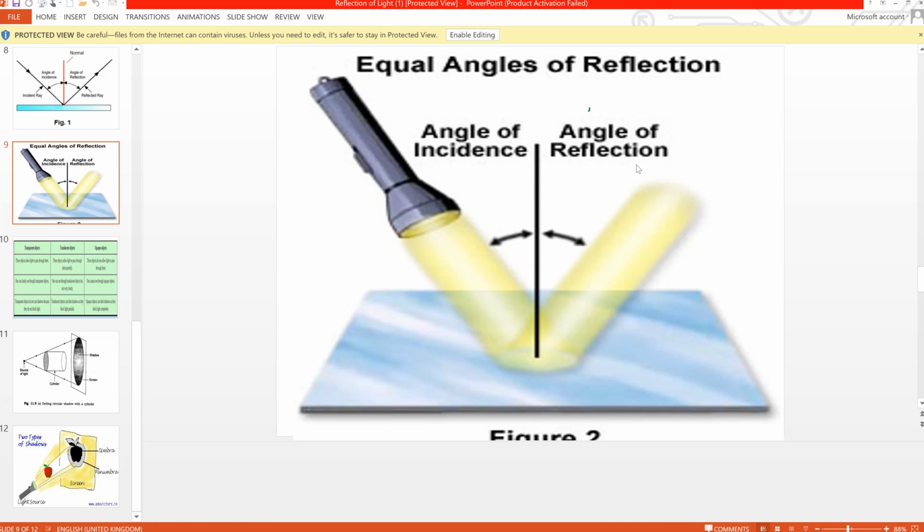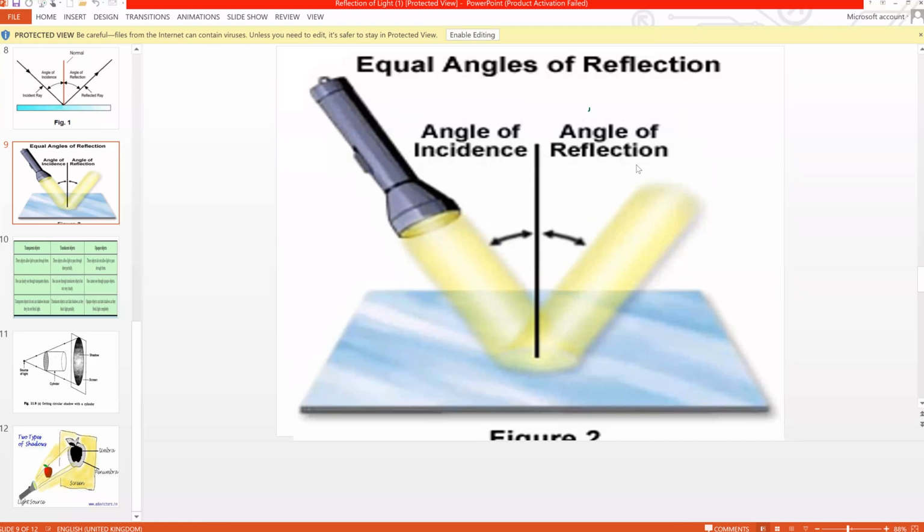What is an incident ray? Whenever a light ray from the light source strikes the reflecting surface, it is called an incident ray. I told you what are rays and what is a beam. Light travels in straight lines which are called rays. So these rays coming from the light source and touching the reflecting surface are called incident rays. Once they touch the reflecting surface, they get reflected, and those rays are called reflected rays.